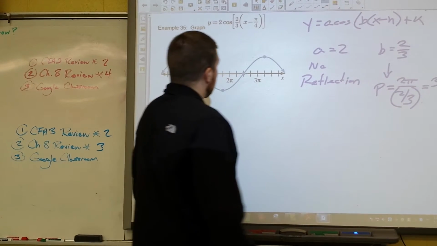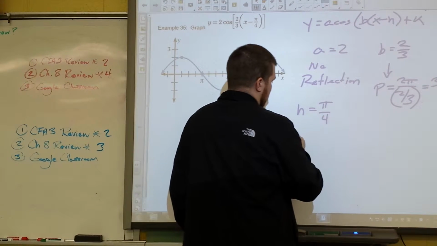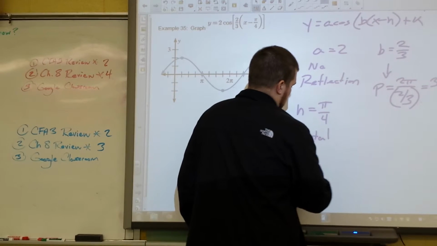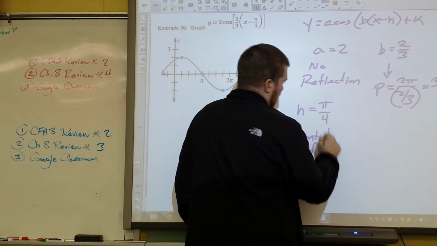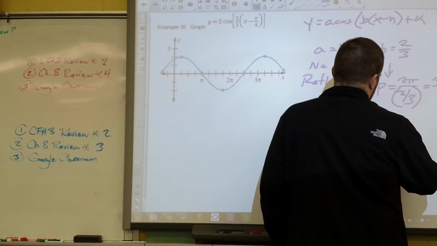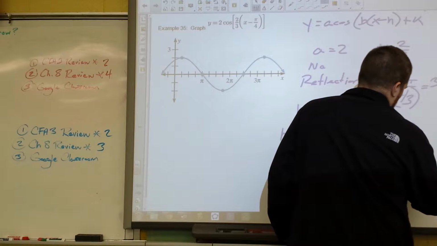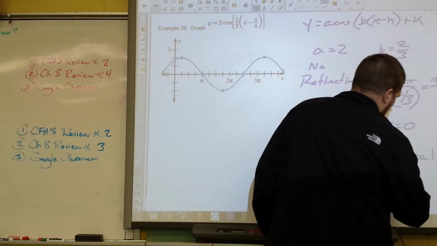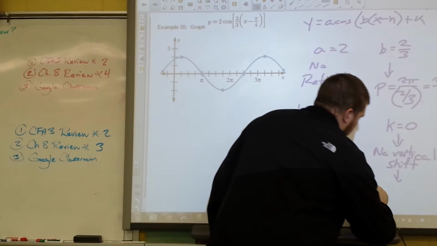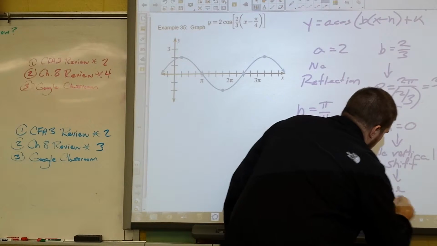Okay, and based on the pattern, h is going to be positive pi over 4, so there's a horizontal shift. And since it's positive, it's going to shift right. And then there's no vertical shift. Also, since there's no vertical shift, I know the midline of my wave is at y equals 0.